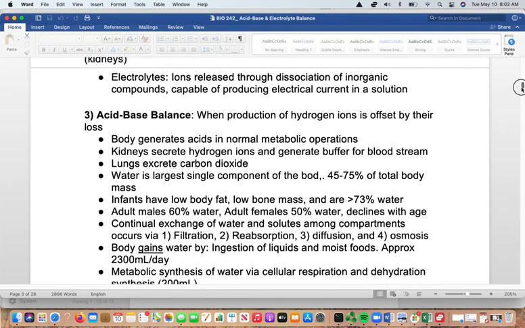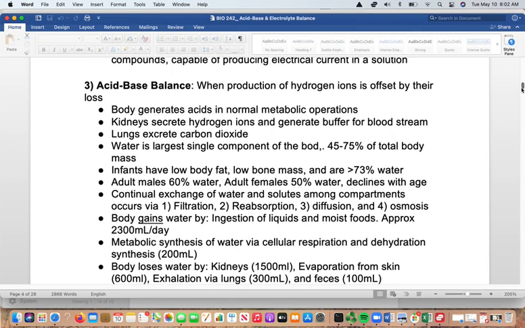Your acid-base balance, when the production of hydrogen ions is offset by their loss, you can change the pH. So we need to be able to balance out the pH because the body generates acids in normal metabolic operations. The kidneys secrete hydrogen ions and generate a buffer system. Lungs excrete carbon dioxide.